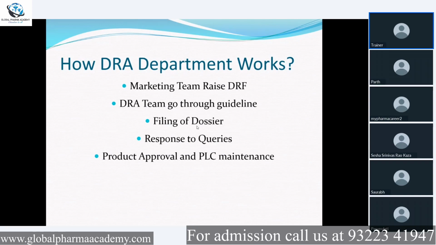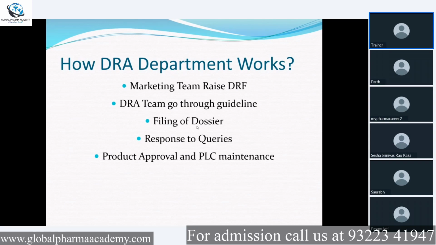So the products list is finalized. After finalizing the list of interested products, the marketing team will raise the DRF, that is, the dossier request form.